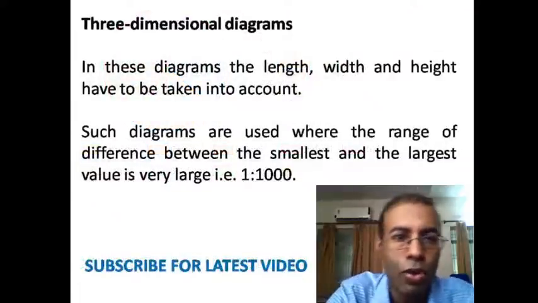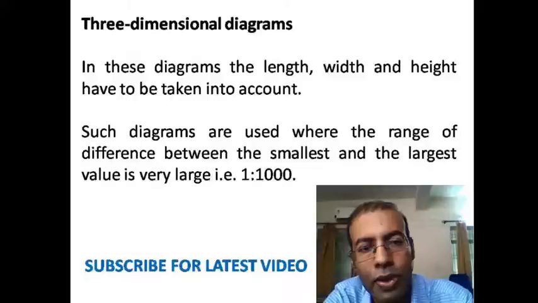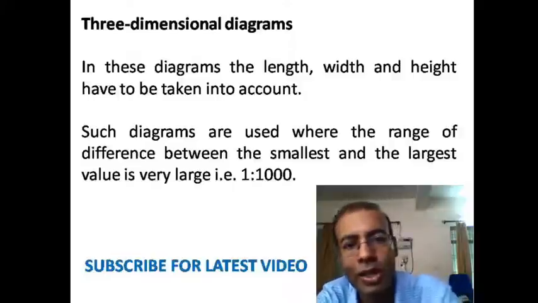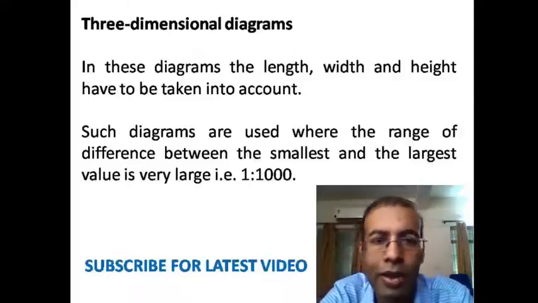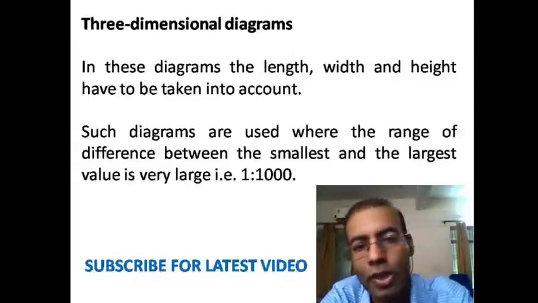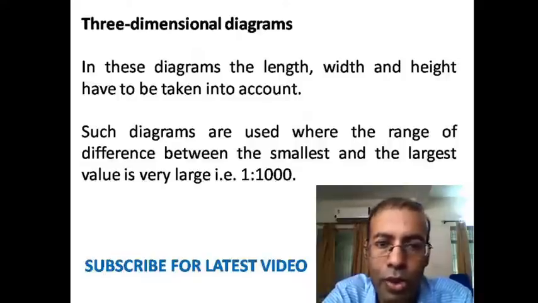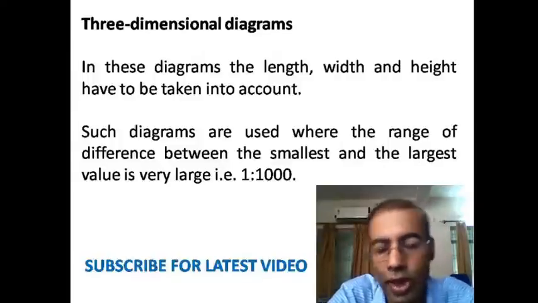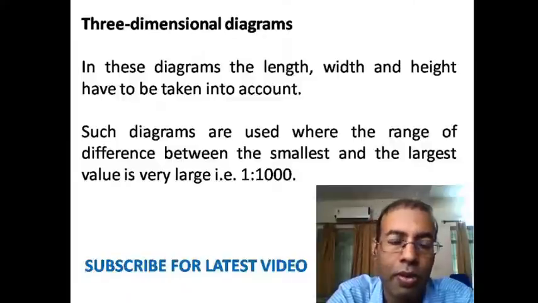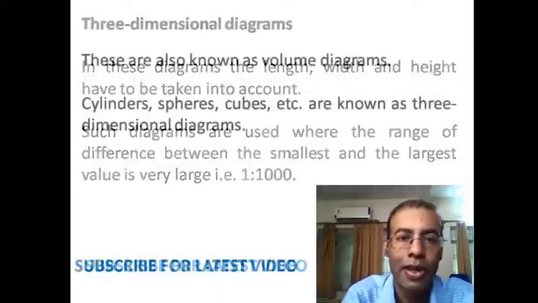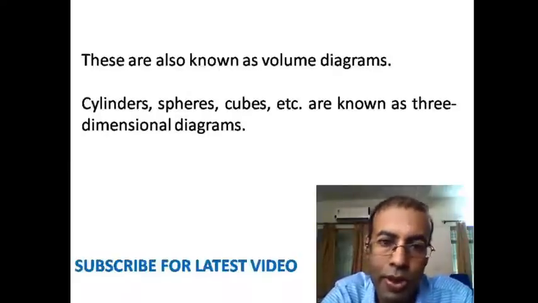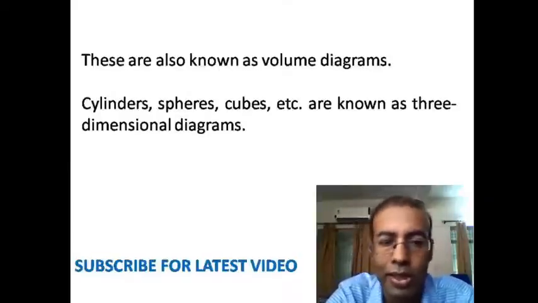Now that was all about two-dimensional diagrams. Now we will discuss three-dimensional diagrams. In these diagrams, the length, width, and height have to be taken into account. Such diagrams are used where the range of difference between the smallest and the largest value is very large. Then we use three-dimensional diagrams. These are also known as volume diagrams. Cylinders, spheres, cubes, etc. are known as three-dimensional diagrams.